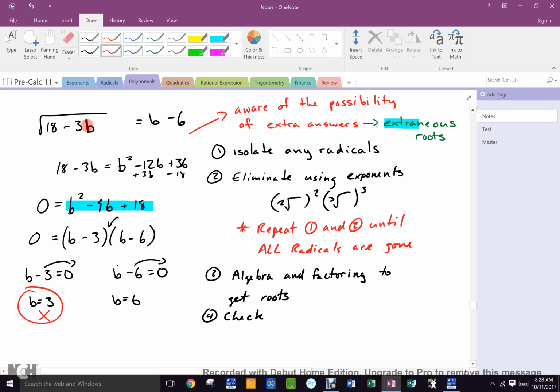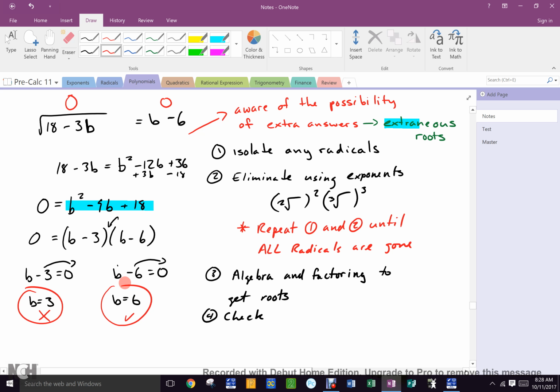Let's check 6. What's 3 times 6? What's 18 minus 18? 0. What's b? 6. 6 minus 6 is what? 0. Does 0 equal 0? So is 6 okay? Yes.